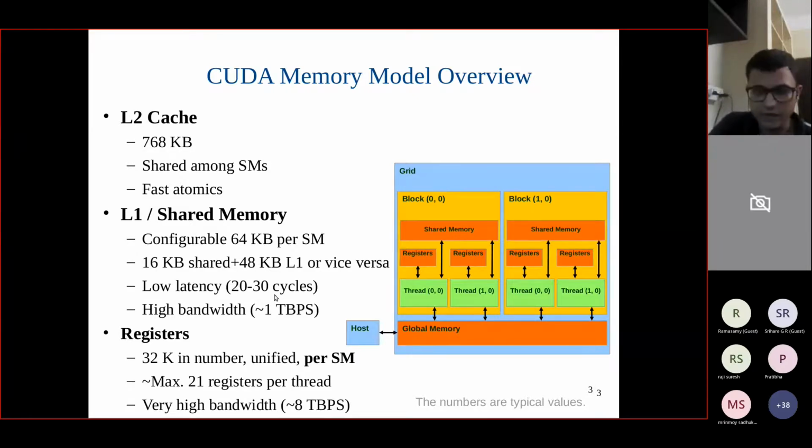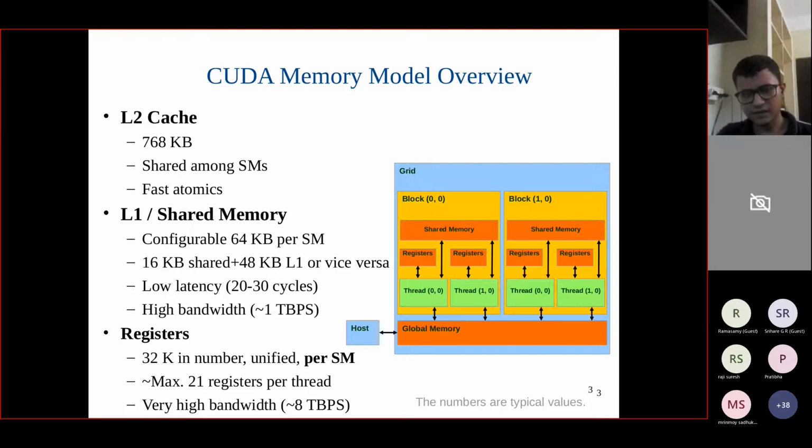Just a couple of cycles we need. The reason is that it is very close to the streaming multiprocessor, the core of the GPU, so that is the reason for the low latency. And since it has very low latency, its bandwidth is also very high: around 1 Tbps we can get. If we have stored some data in shared memory, then we can access it at this speed, 1 Tbps. Okay, so that is about L1 cache or shared memory.